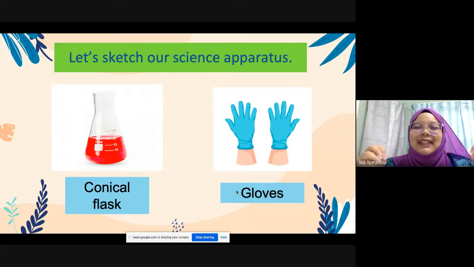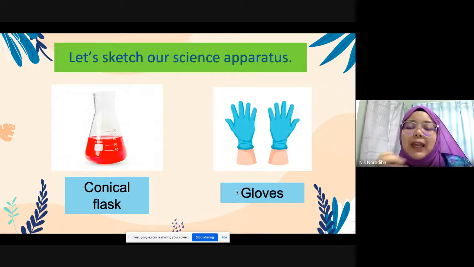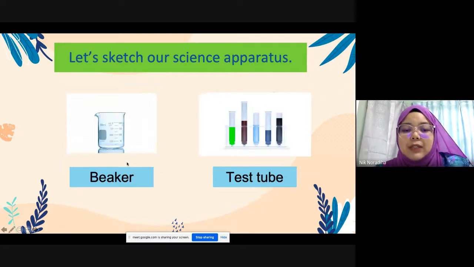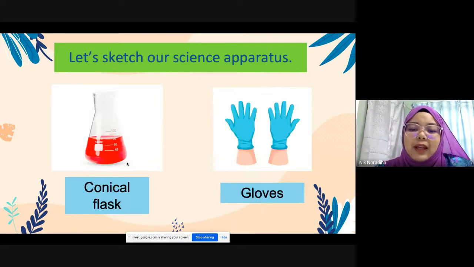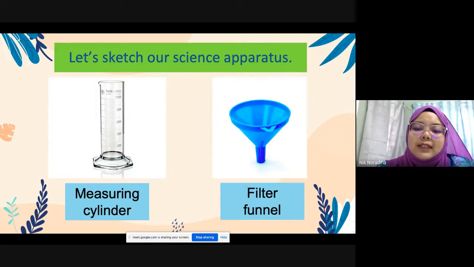To make it easier for you to remember, anything that looks like water, you can consider it as liquid. You can call it liquid. Your orange juice, strawberry juice, water, those are liquid. So we can measure liquid using this one, conical flask. We can use beaker as well. Then just now Yusuf already shared with us about filter funnel.